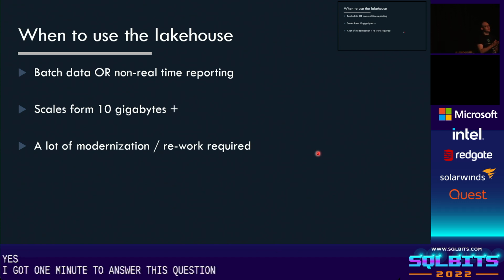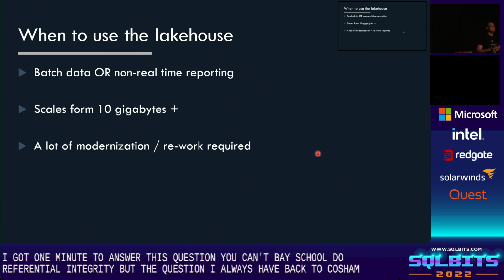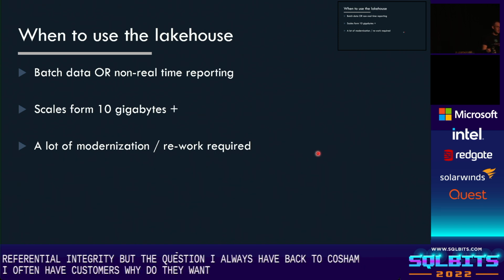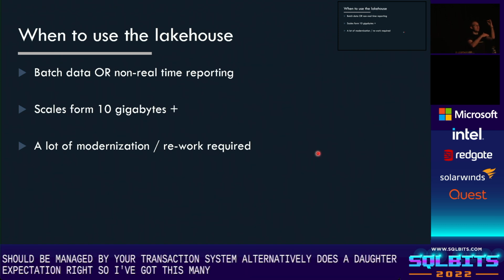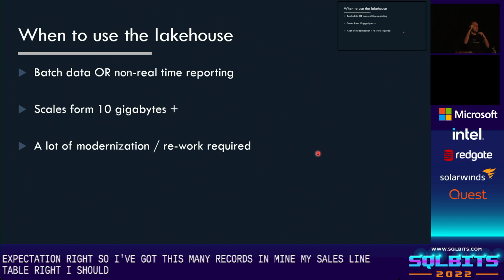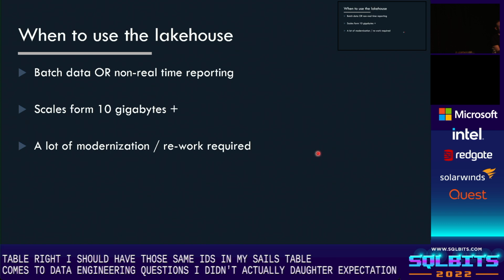You can't basically do referential integrity, and you can't do it in Synapse SQL Dedicated either. The question that I often have back to customers is, why do they want referential integrity? Because referential integrity should be managed by your transactional system, or alternatively, it is a data expectation. So if I've got this many records in my sales line table, I should have those same IDs in my sales table. That's actually not a referential integrity issue when it comes to data engineering questions. I think it's actually a data expectation and a data testing issue.